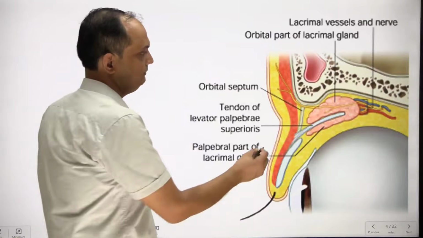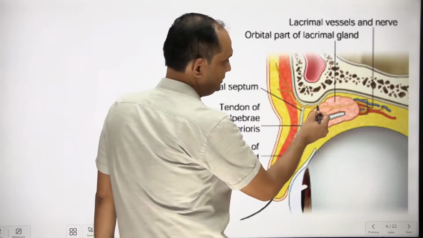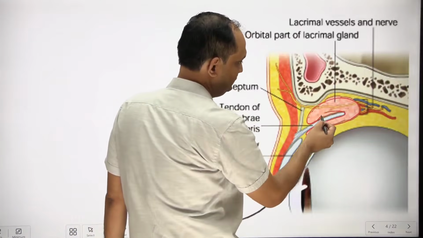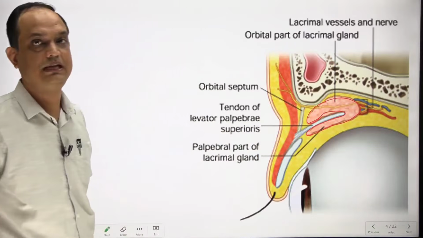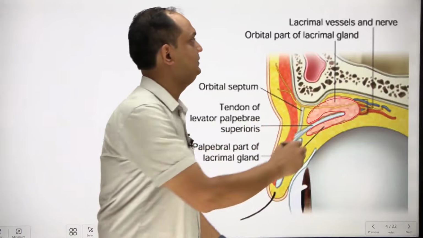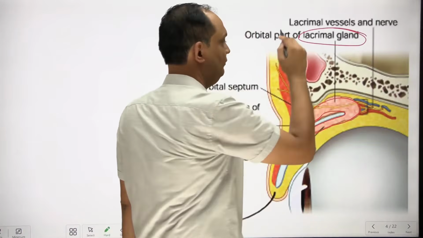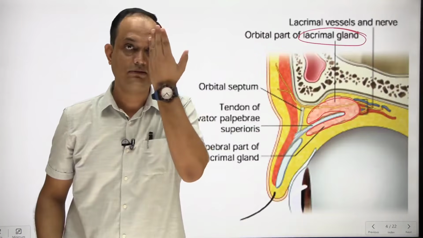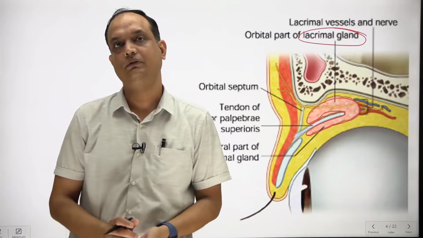Now this is the lacrimal gland which you are able to appreciate. So if you are able to see any kind of section where you are able to appreciate the lacrimal gland, you always keep this thing in mind that this section is always near the lateral angle of your eye.